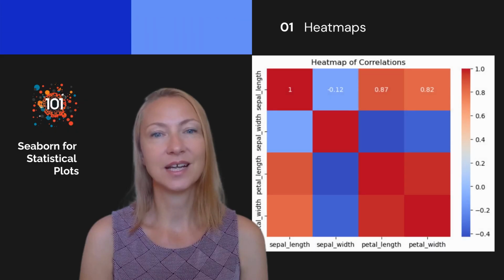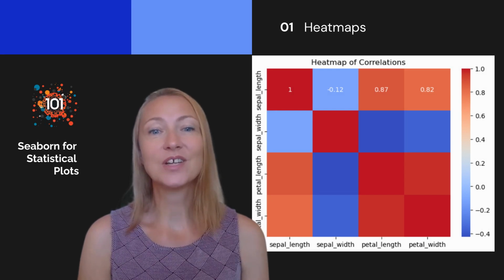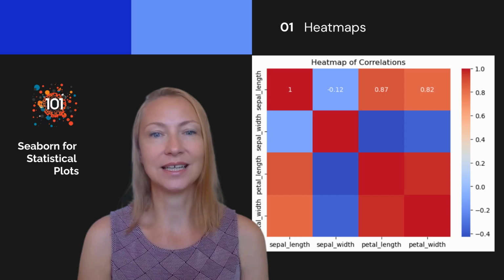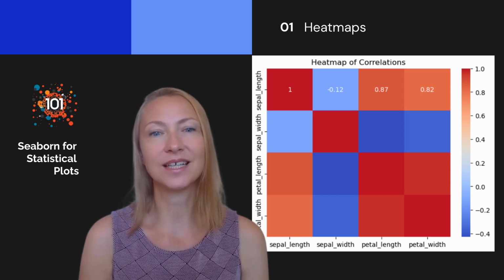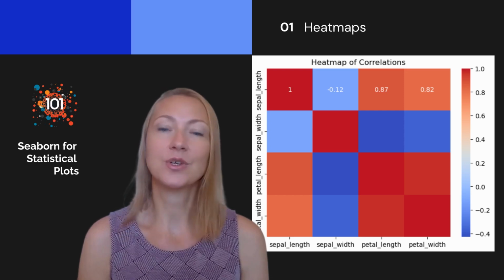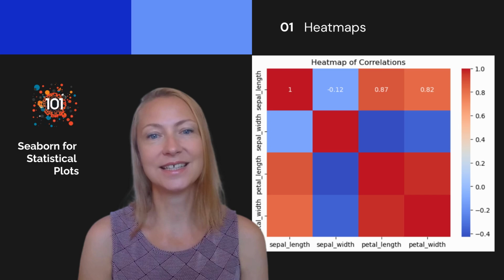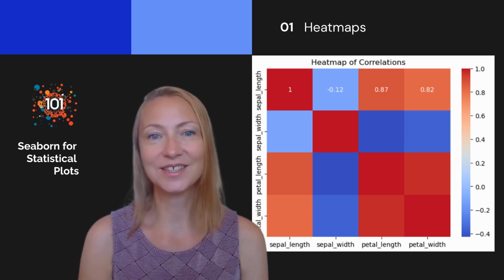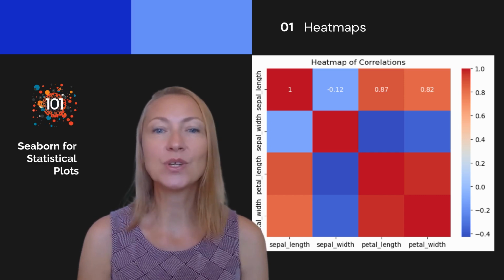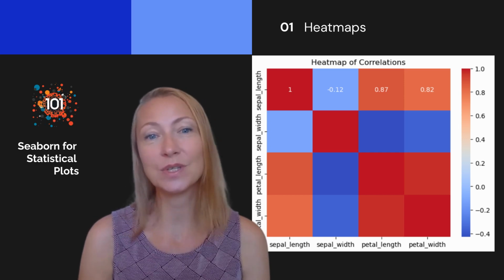Heatmaps are excellent for visualizing correlation matrices. A heat map uses color to represent the values in a matrix, which makes it easy to see how different variables in your dataset relate to each other. For instance, a heat map can show the correlation between different features in a dataset, highlighting stronger relationships with more intense colors. This can be invaluable for quickly identifying patterns and relationships within your data.